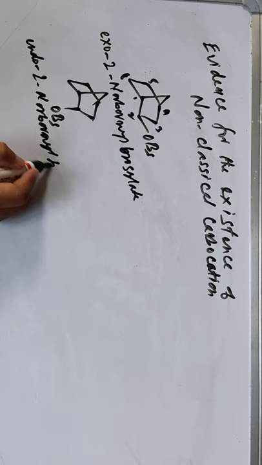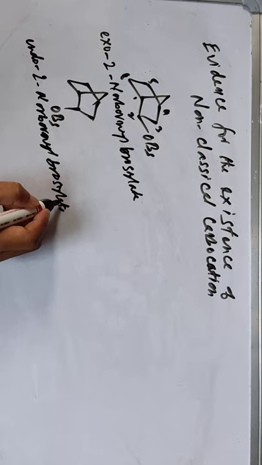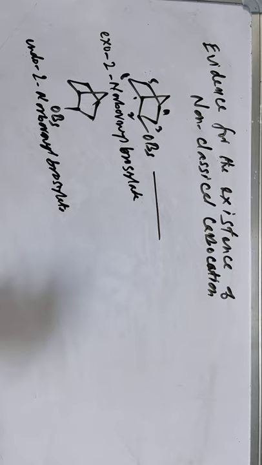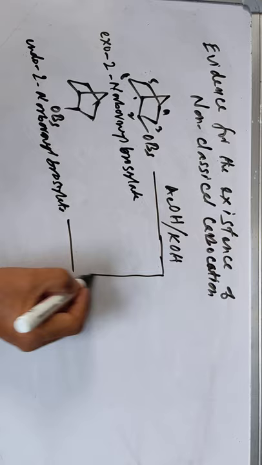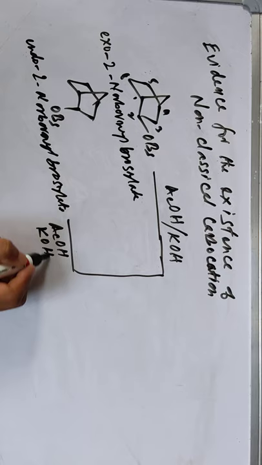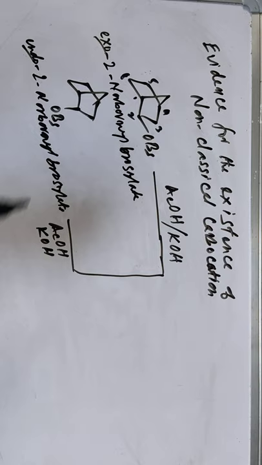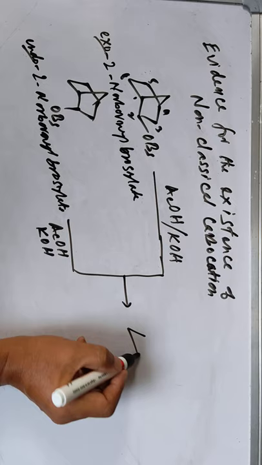So we have two isomers, one is exo, one is endo. When these two undergo acetolysis or solvolysis using acetic acid, in a similar way, we have acetic acid and the base, for the acetolysis or solvolysis of this exo and endo norbornyl brosylate. They will get the same product.